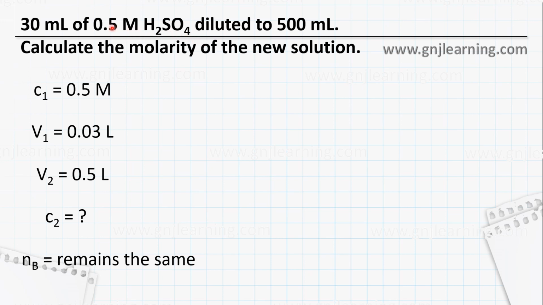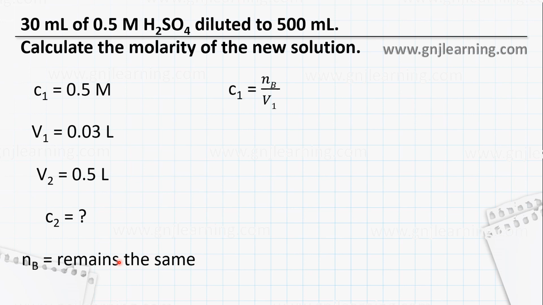In both cases, whether it is 30 ml or 500 ml, we are not adding anything new. In the case of H2SO4, we are only adding water. We are not changing the number of moles of H2SO4. So that means the number of moles of solute, nB, remains the same. That's one thing we have to notice here.